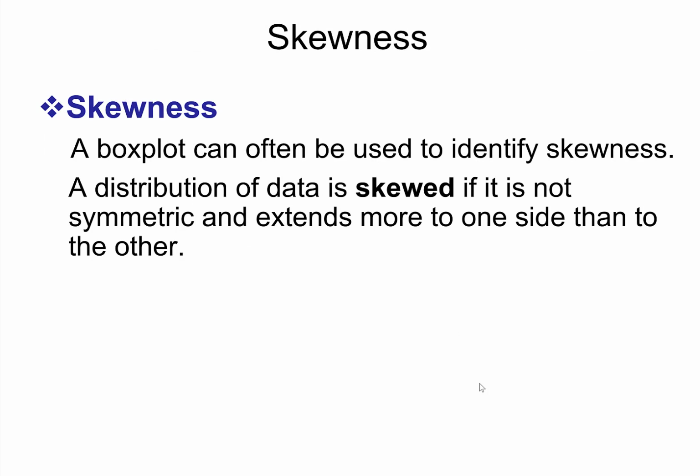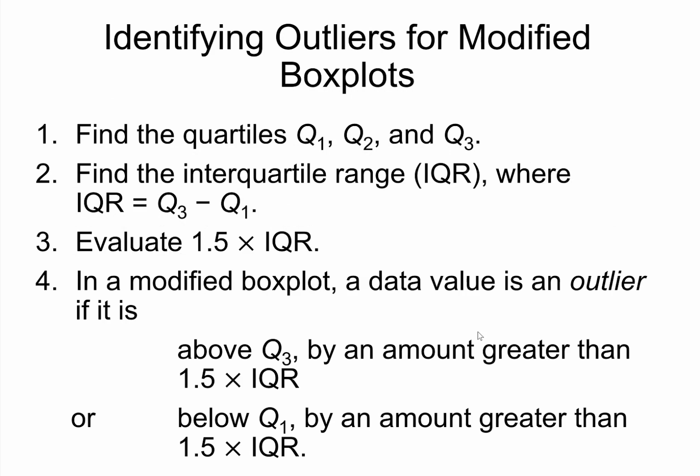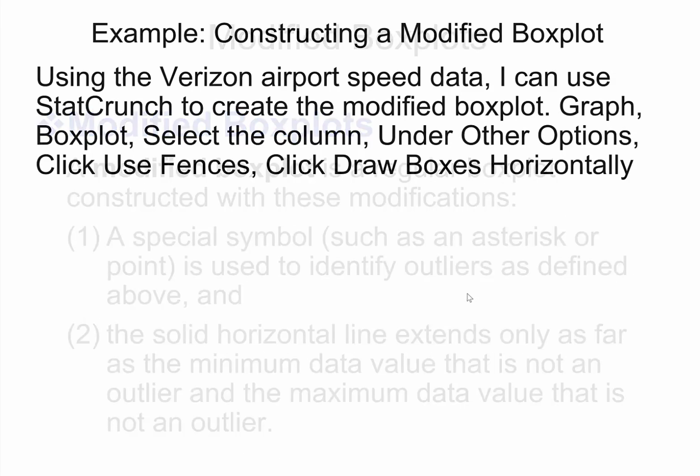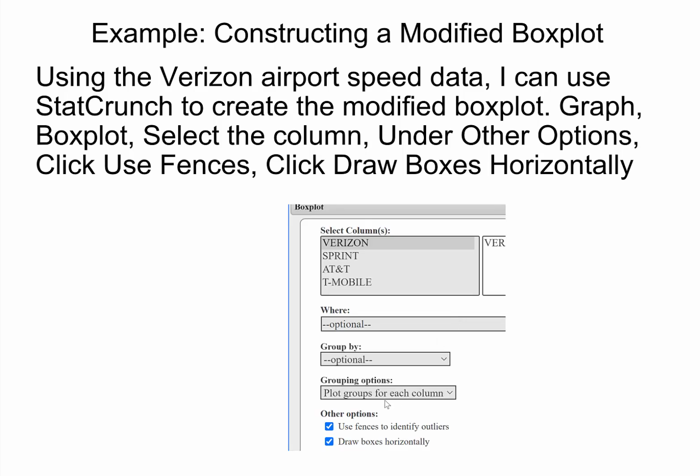Now, skewness can also be identified on a box plot, and also outliers. A distribution of data is skewed if it's not symmetric and extends more to one side than the other. We talked about this earlier. And again, I'm going to click through this because we're going to use StatCrunch to do the modified box plot. And in that options section right here, you're going to make sure this first option is checked: Use fences to identify outliers.